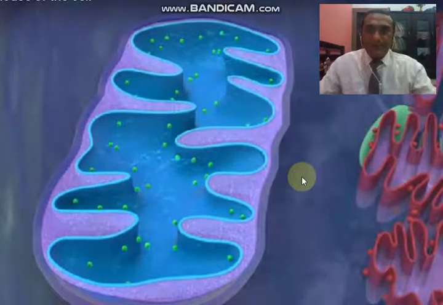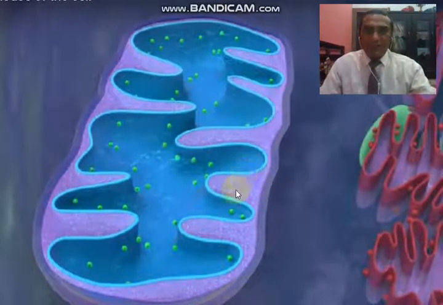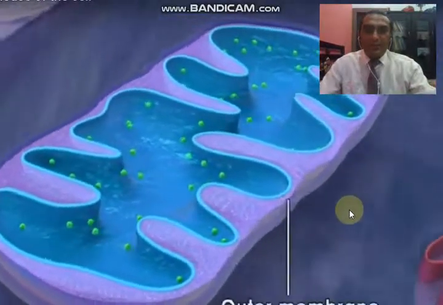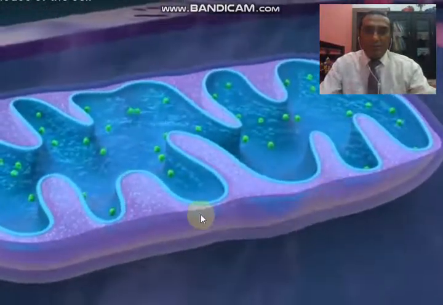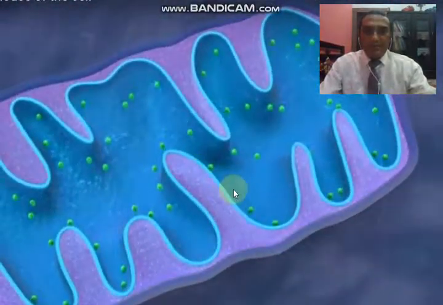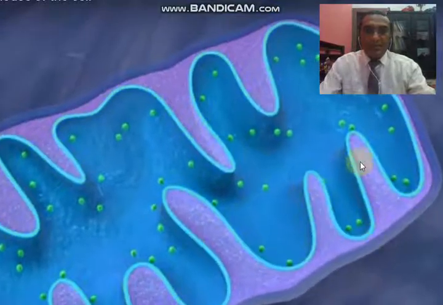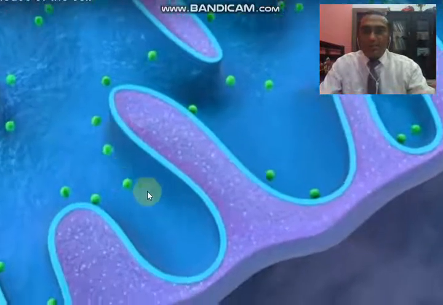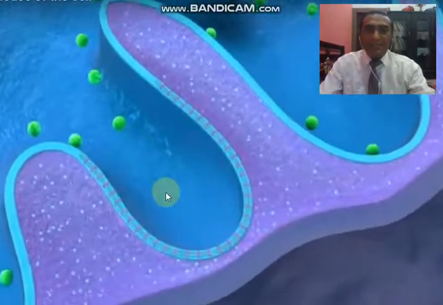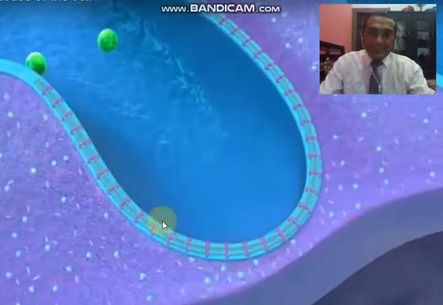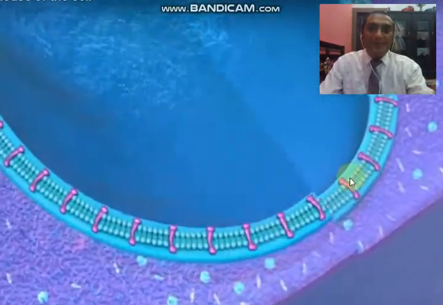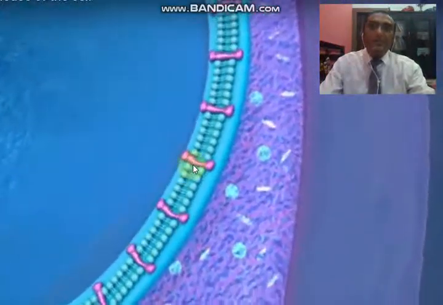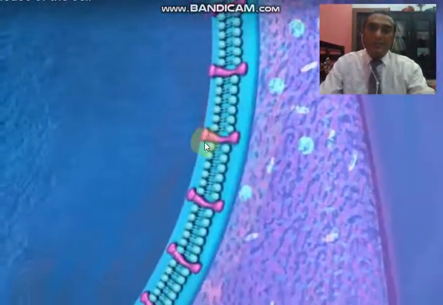Let's move further. You can see, this is mitochondria. Internally, you can see this is the outer membrane, and this is the inner membrane that is known as cristae, and this is known as the matrix. Matrix and cristae. This is a membrane. This membrane is like the cell membrane, and this is a permeable membrane. This is especially for the Krebs cycle process.